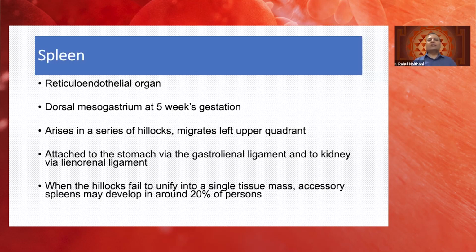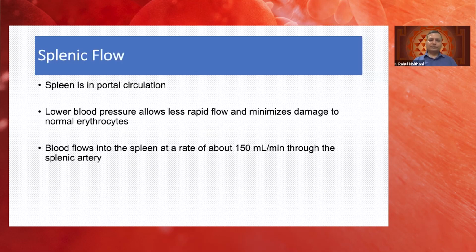Now, when these small hillocks fail to unify to form a single tissue mass, accessory spleens can come up. And this has ramifications while we are treating, let us say, a patient with ITP and we do a splenectomy, and we can see a recurrence of ITP because of the accessory spleen being present. Now, these accessory spleens are present in about 20% of patients. The sizes may be variable.